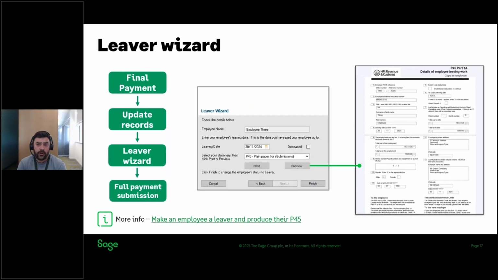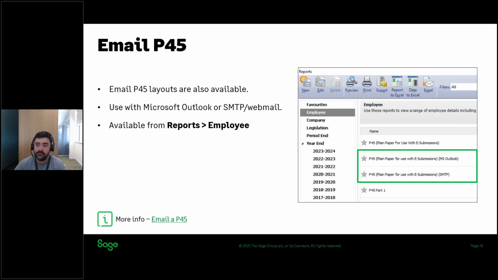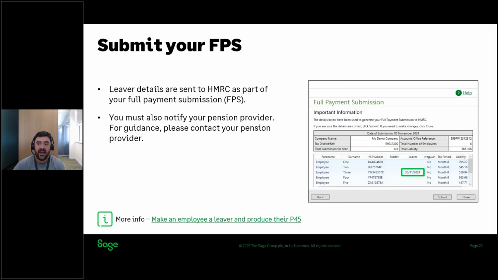So here's where we're at now. We've done our final payment and updated records. I've just ran the leaver wizard, so I've produced that P45. If you do need to do it via email, in the handout, I have linked to our step-by-step guide, just in case you need a hand with that. And our final step is to submit our FPS, as we would usually do at the end of the pay run. And that will then send the leaver details to HMRC, including the leaving date, so that they will know that the employee has left your employment.